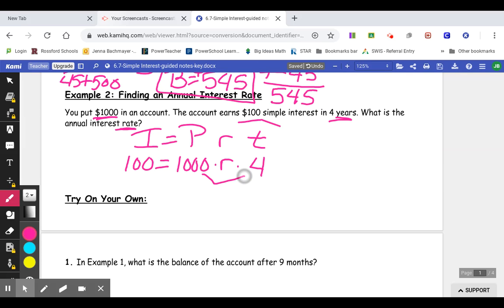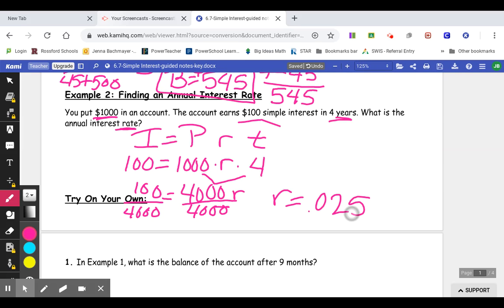So I'm going to do a couple steps here. I'm going to take the 1,000 and multiply it by 4. So I get 4,000 times R. And I'm going to bring down what I have left. So equals 100. Well, I want to get my R all by itself because that's the rate that I want to find. So I'm going to divide by 4,000. So that leaves me with R equals 0.025. Well, we want the rate as a percent. So I shift this over, I multiply it by 100. So my interest rate is 2.5%. Go ahead and pause the video. You can try the next two on your own.